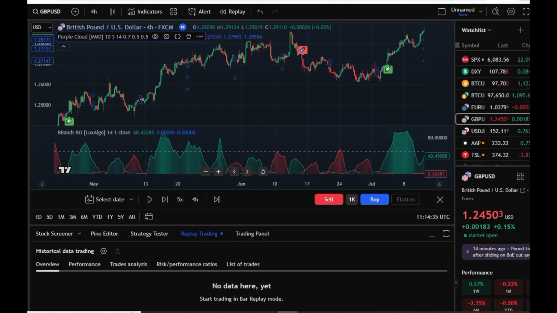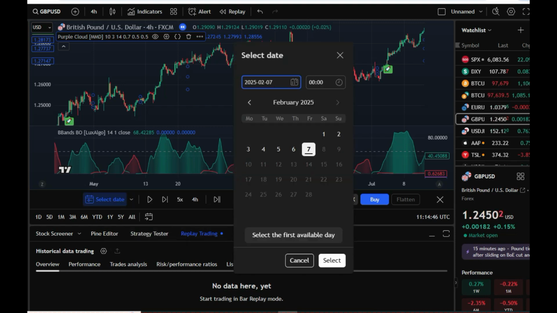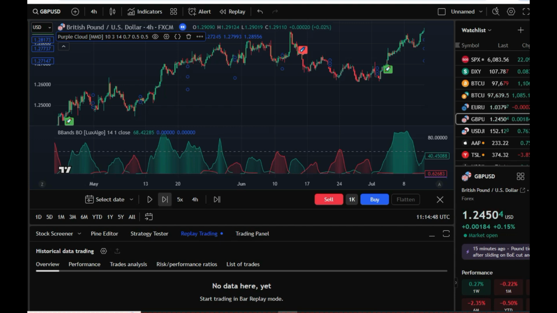Now we just want to check everything here. I will choose replay trading in TradingView and pick the date. My date is, for example, 1 year. I will pick 1 year here, and I will try to see what will happen when I start to trade this kind of strategy. So let me dive in.